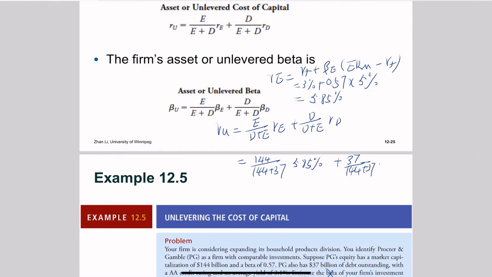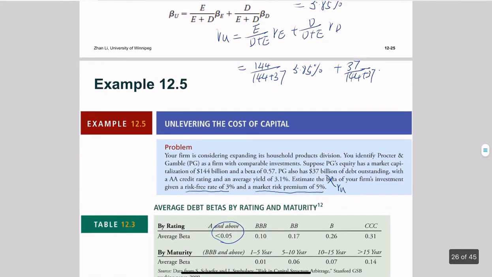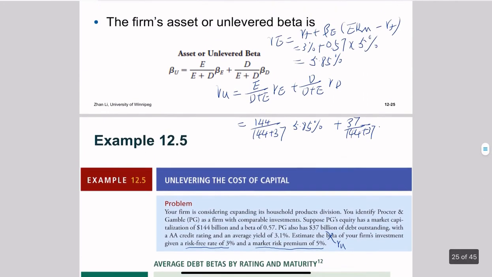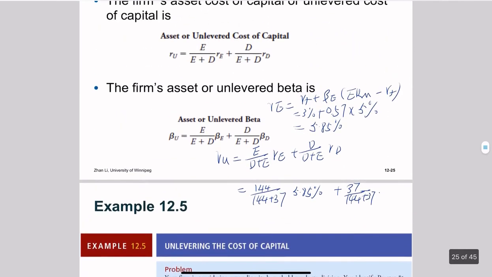Now, what is our D? Well, we learned that we can actually get the cost of debt from yield, right? So the cost of debt equals yield minus P times L. That is, the cost of debt equals yield minus the probability of default times the loss rate.